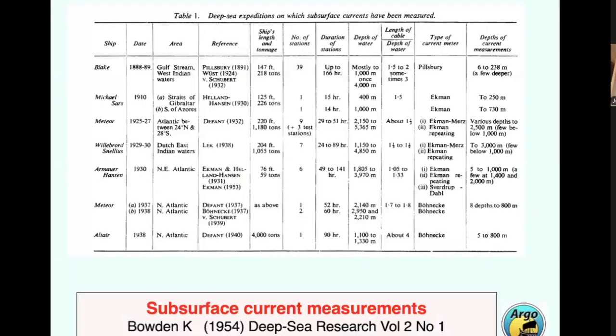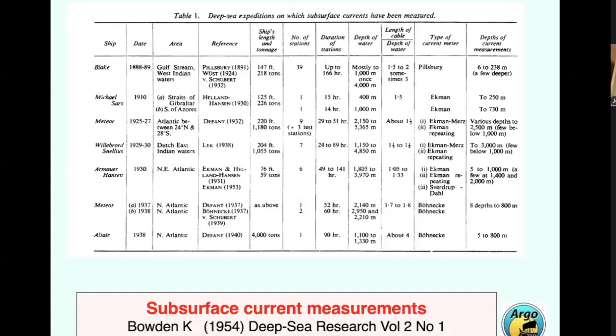To give an idea of how ignorant we were of the state of the oceans, here is a table from a paper published in Deep Sea Research, which was the major journal in which oceanography was published in those days, by Ken Bowden. Ken Bowden at that time was working at the quite new National Institute of Oceanography. And the reason that he put this paper together on subsurface ocean current measurements was because there was a fundamental problem and challenge to oceanographers in those days.